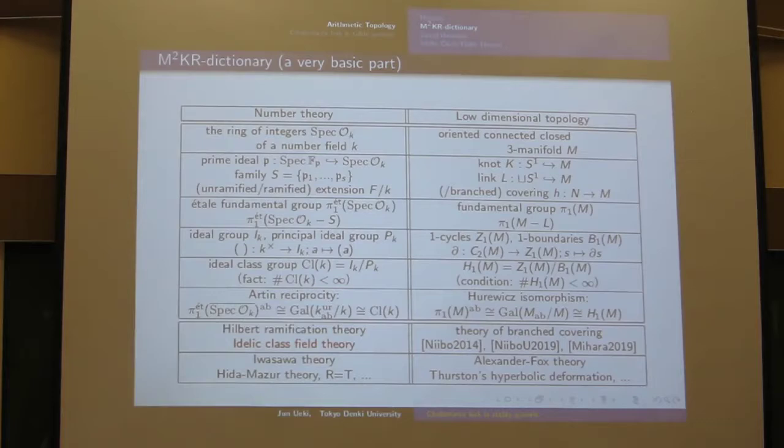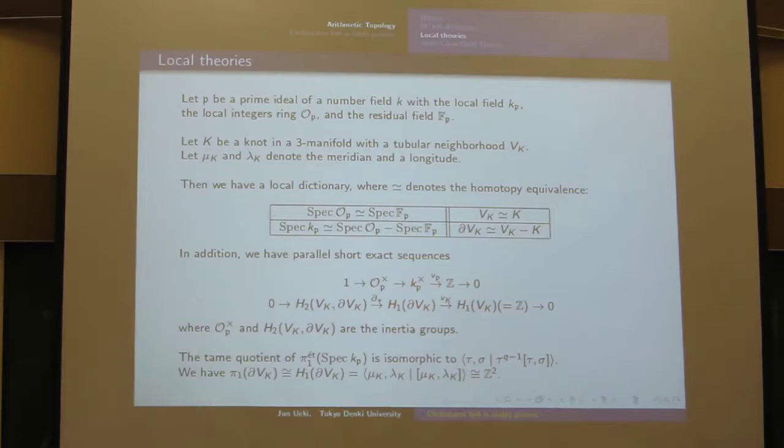The ring of integers of a number field is a three-dimensional space in the language of étale fundamental group. That's why it should be a three-manifold. We have a local analysis also. Let P be a prime ideal. Let the spectrum be a local object.